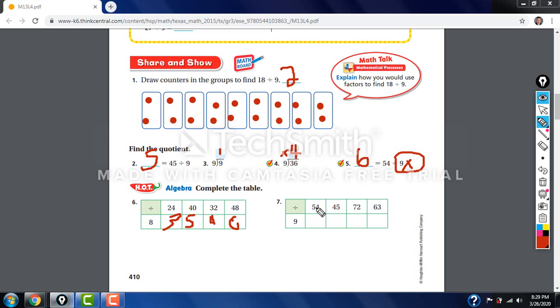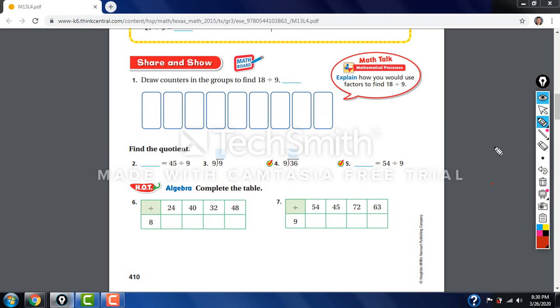And it's the same thing here. 54 divided by 9 is what? 6. 45 divided by 9 is what? Finding the missing number, 5. 72 divided by 9 is what? 8. 63 divided by 9 is 7. And they're just multiplication facts here. But this is how you read the chart. This number, and then get your answer here. What did you do? Thumbs up? Yes? Good job.